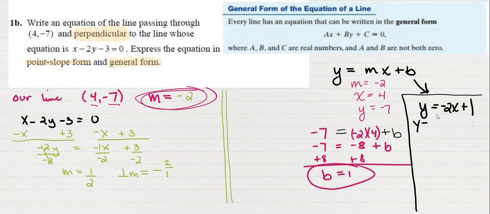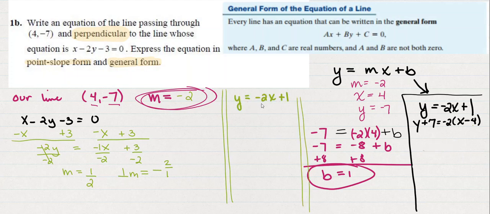y minus y1, so y minus negative 7, so y plus 7, equals negative 2 times the quantity of x minus x1. So y plus 7 equals negative 2 times x minus 4. And in general form, that's putting it equal to 0. I'd have negative 2x on the right, so what I'm going to do is add 2x to both sides. Let me write that out.